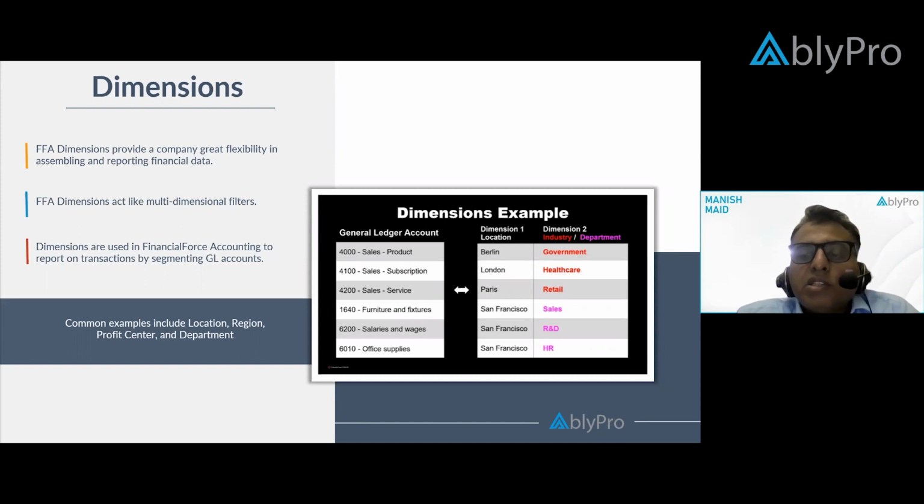It's a very simple thing. When you are creating a transaction, you add a little more information regarding that transaction, like which industry it belongs to, which region it belongs to.